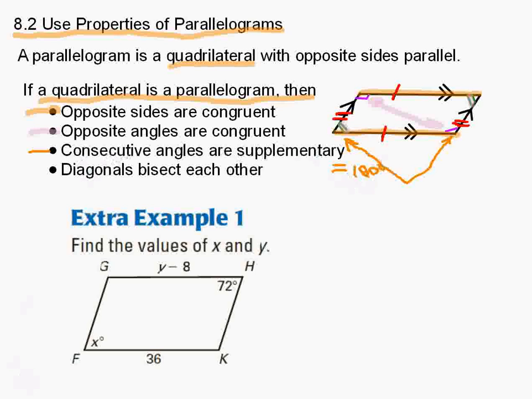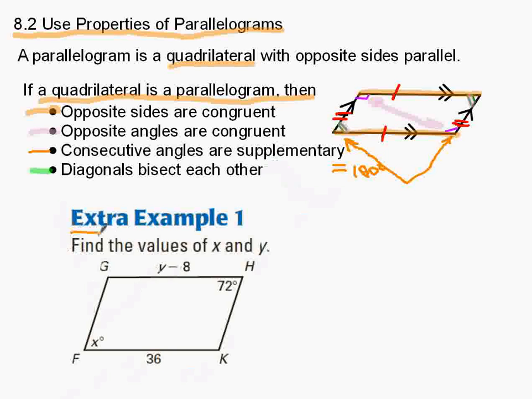in your spare time. Alright, so we also have a fourth property, diagonals are going to bisect each other. And we'll talk about this on the very next slide. So let's go ahead and see if we can put these properties to work.